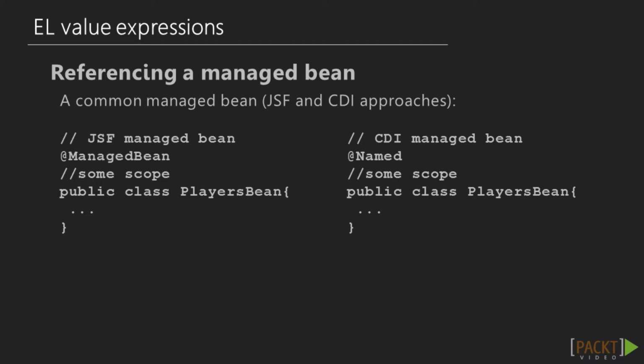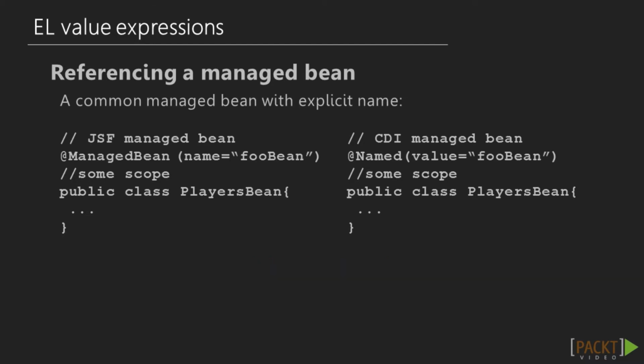Now EL can refer to the player's bean like this. Basically, the name is obtained from taking the unqualified class name part of the fully qualified class name and converting the first character to lowercase. If your bean has an explicit name, then you should use that name instead of the one computed by default. Note that when the pointed bean cannot be found in any scope, a null value will be returned.